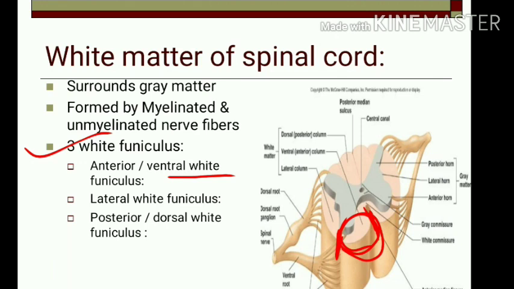Lateral white funiculus, this one, lies between the anterior grey horn and the posterior grey horn. And the posterior or dorsal white funiculus or dorsal white column lies between the dorsal horn and the posterior median septum here.